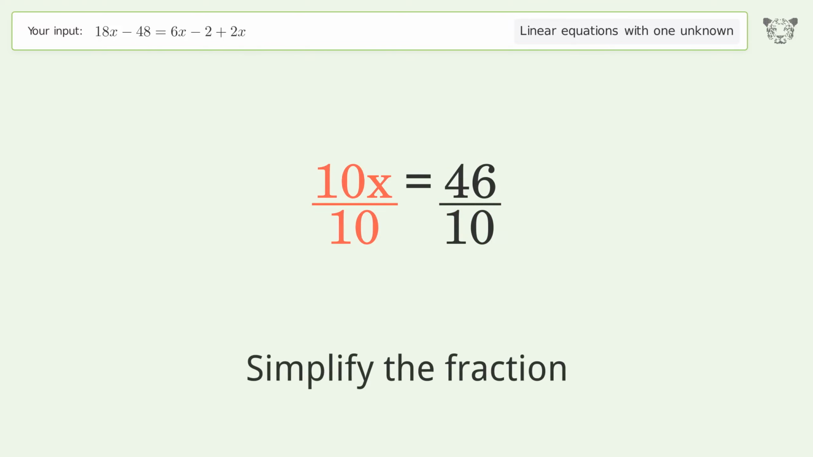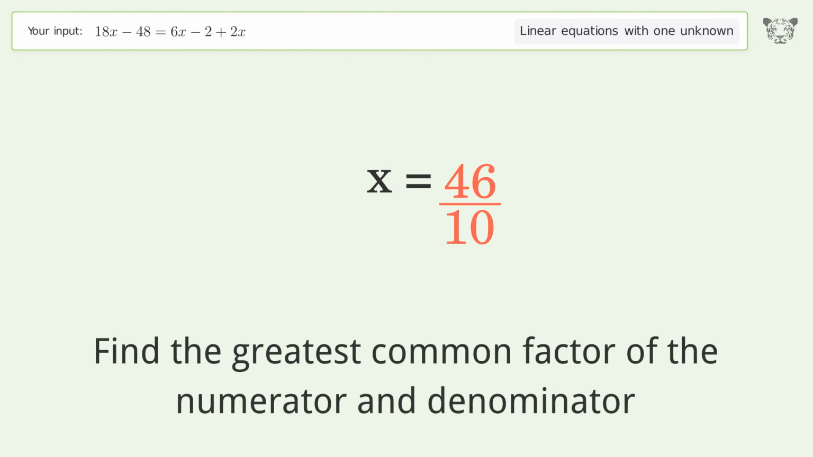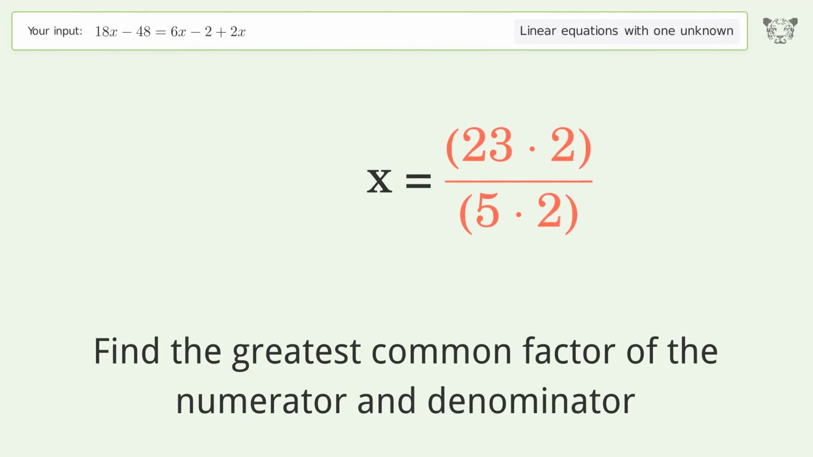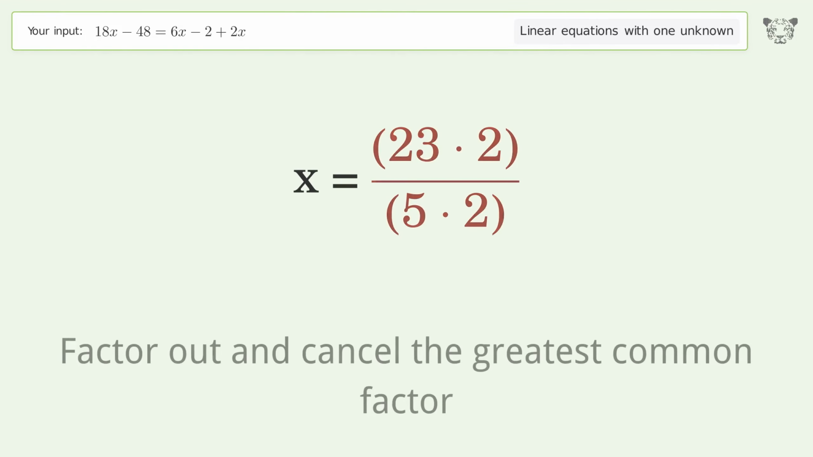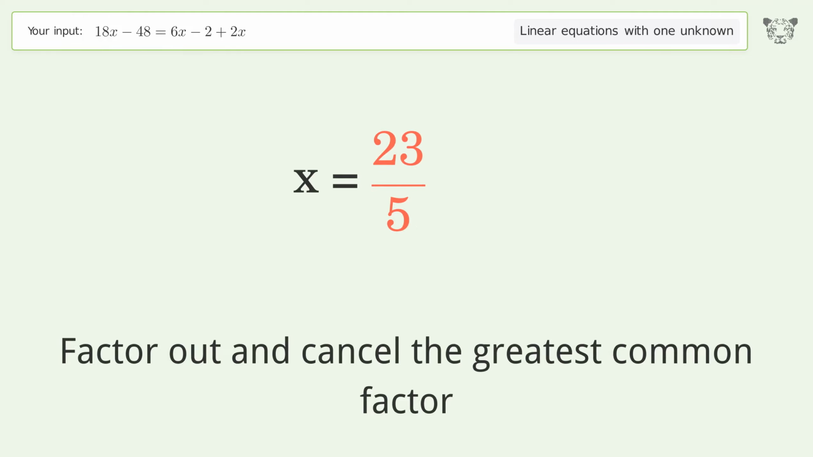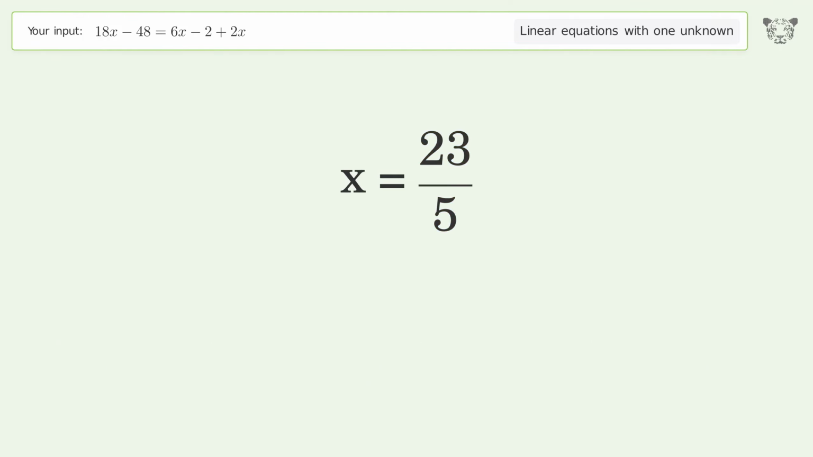Simplify the fraction. Find the greatest common factor of the numerator and denominator. Factor out and cancel the greatest common factor. And so the final result is x equals 23/5.